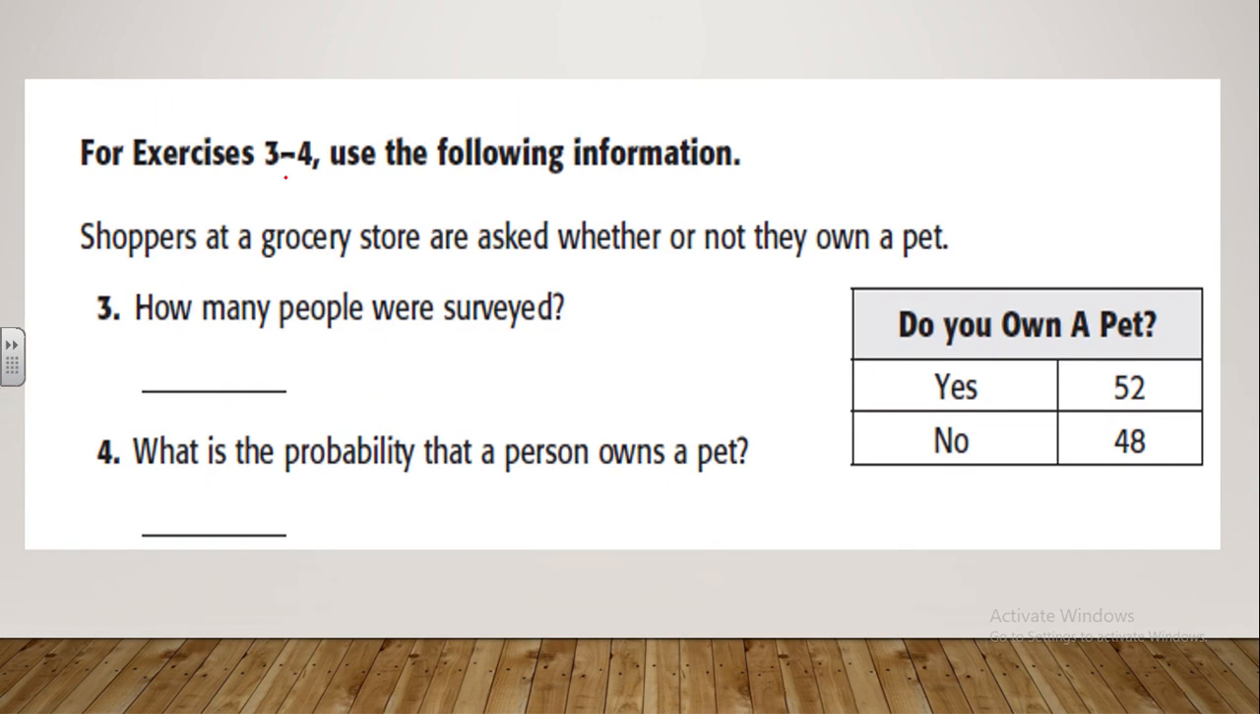Here for exercise 3 and 4, use the following information. So we will use this table to answer these questions, okay? The first question here, he asks you, how many people were surveyed? So here he asks you a question. If you have a bet or not, some said yes, and another said no. So we have 52% said yes, they have a bet, and 48% don't have. So if I want to know how many people, all I have to do is just add.